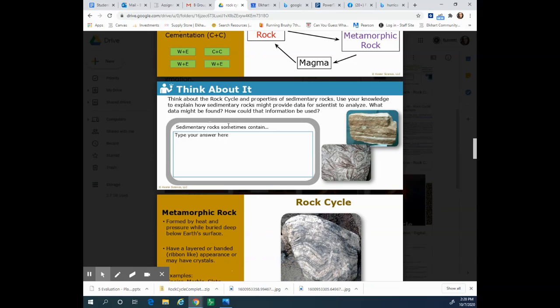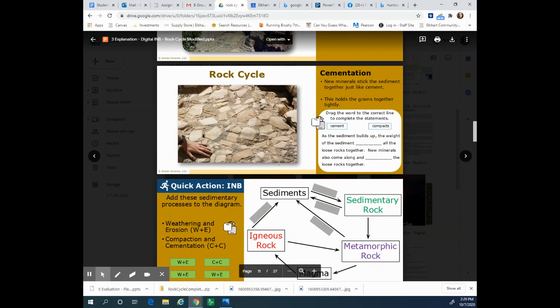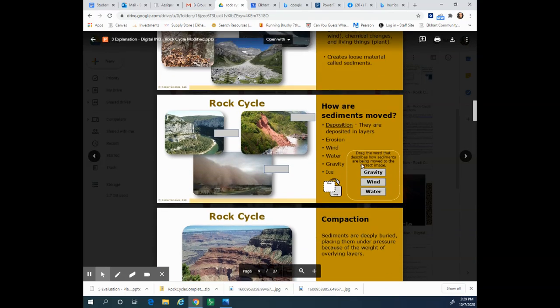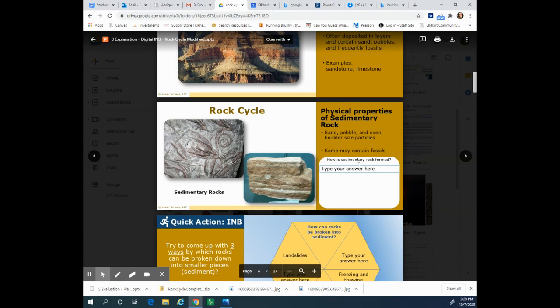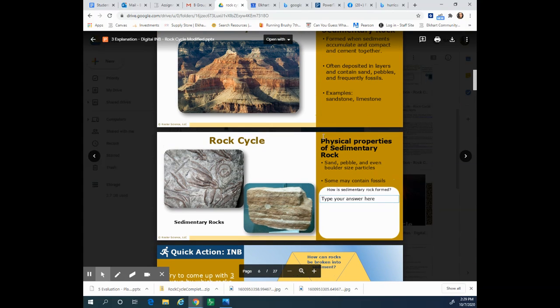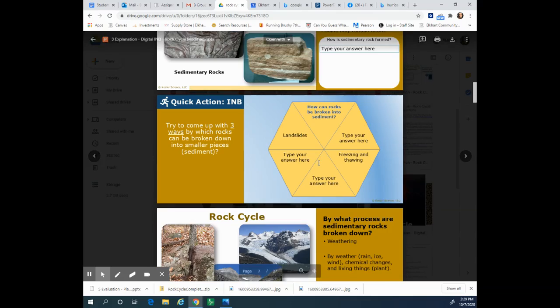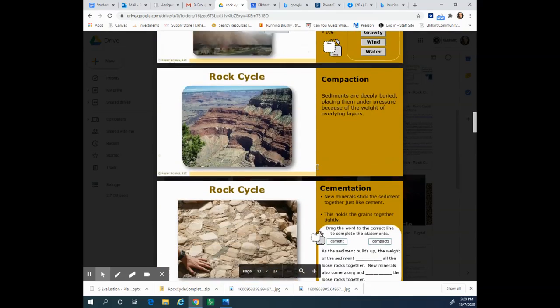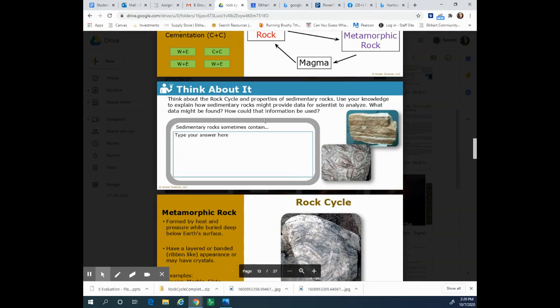Okay, sedimentary rocks sometimes contain what? What do they contain? Based off of what we've learned on these 2 slides, what do they contain? And how can they use them? Use that information. You will type your answer right here.